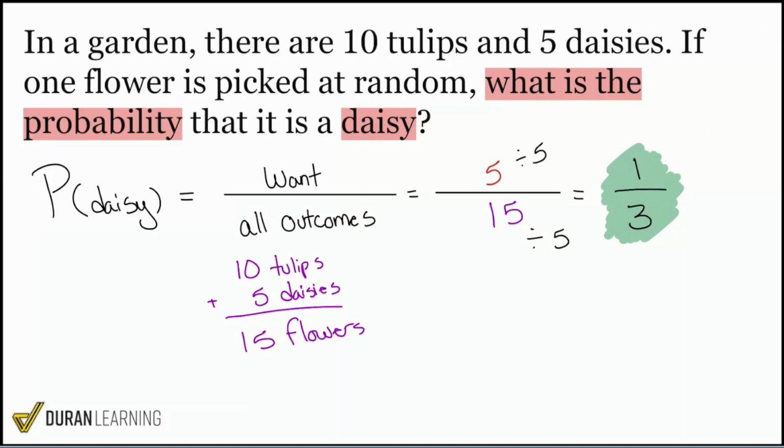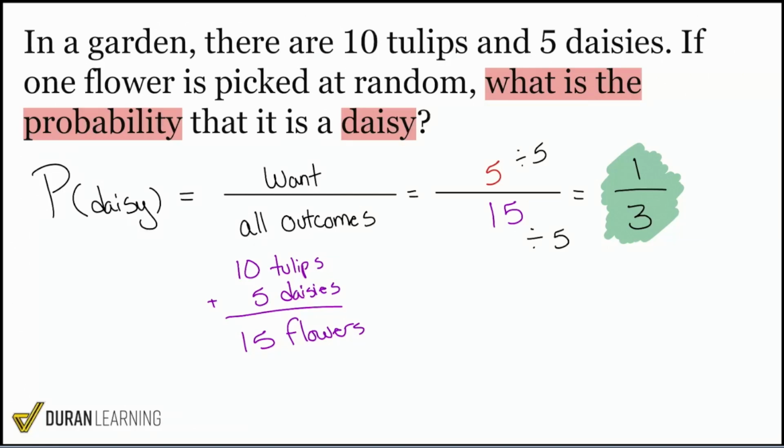And so, in terms of the question here, the probability that we select a daisy when choosing at random is a 1 in 3 chance. So every 3 times you pick, it is guesstimated or generally true that you'll get 1 daisy for every 3 flowers that you pick.